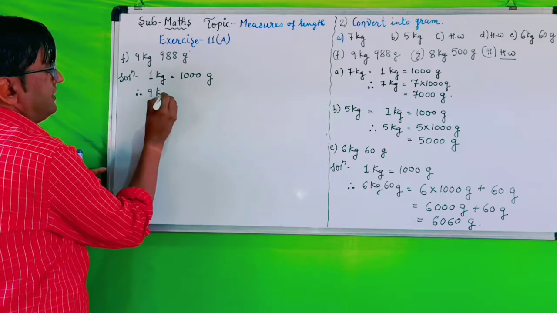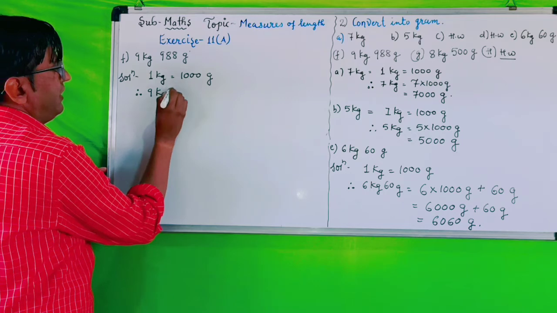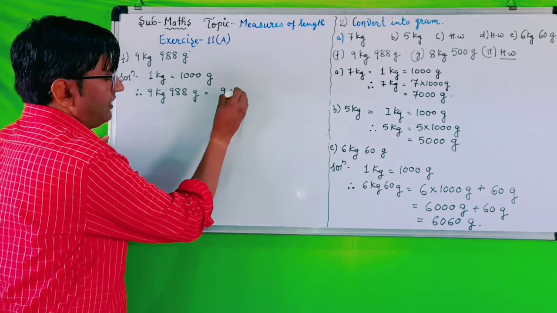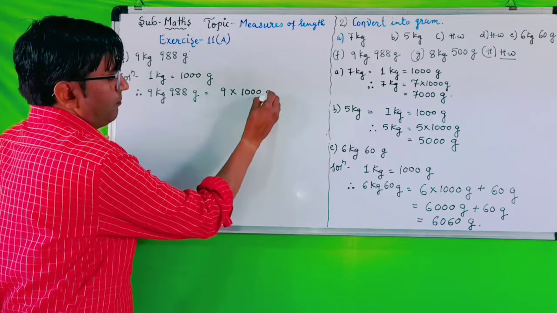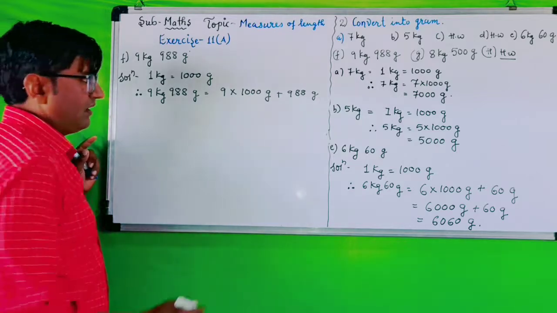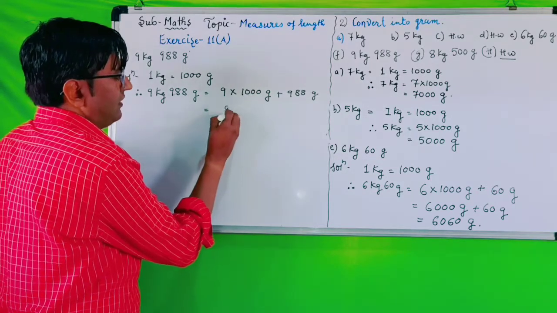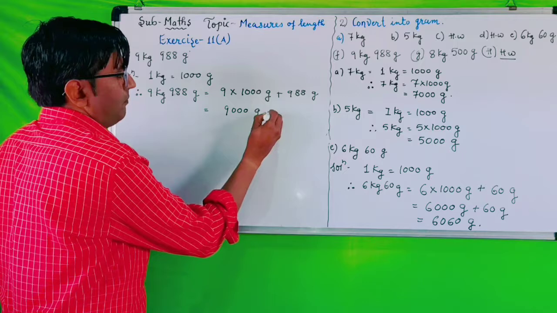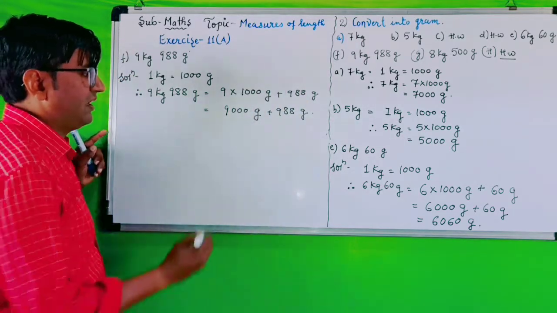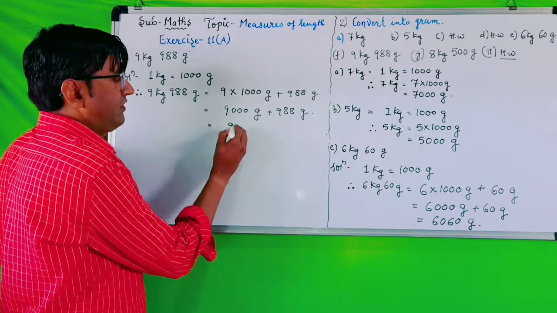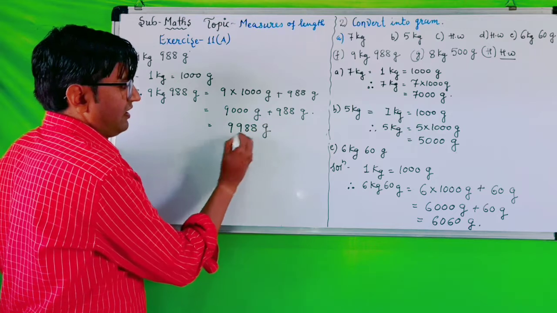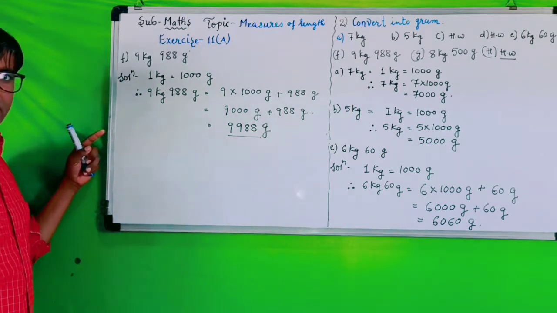Therefore 9 kg equals 9 kg 988 gram, which equals 9 into 1000 gram plus 988 gram. Okay? Then 9 into 1000 is 9000 gram plus 988 gram. So we have to add it, and we get 9988 gram. Understood, children? Yes.